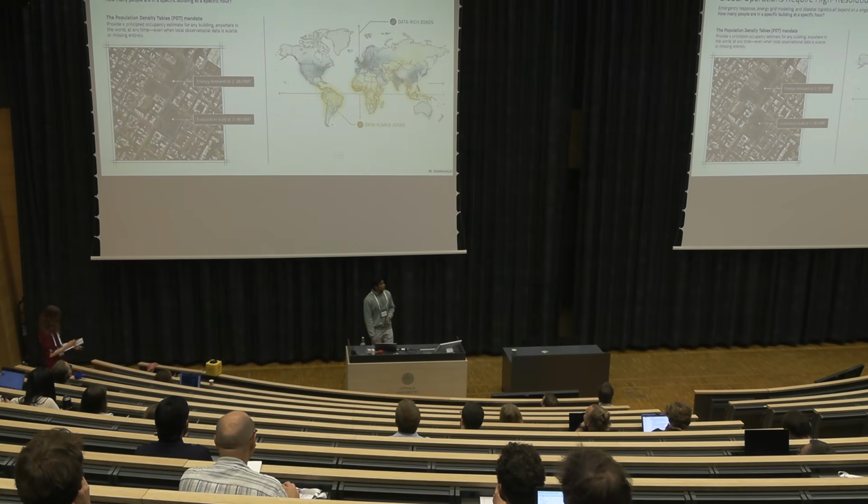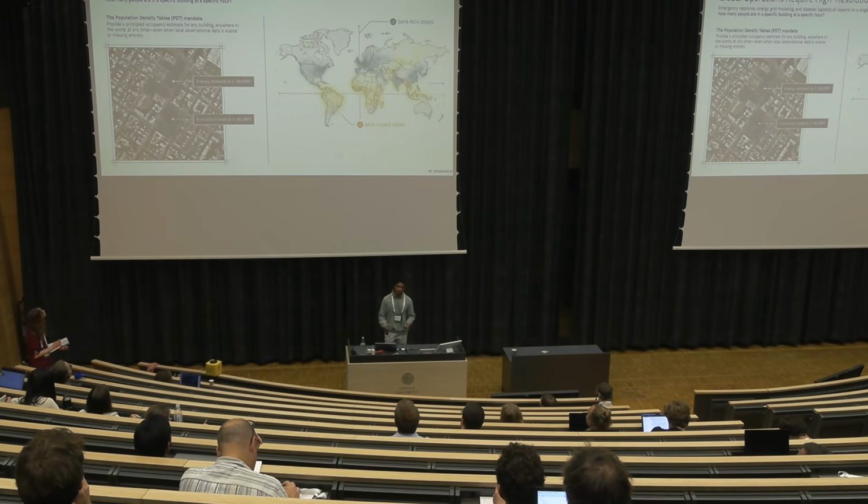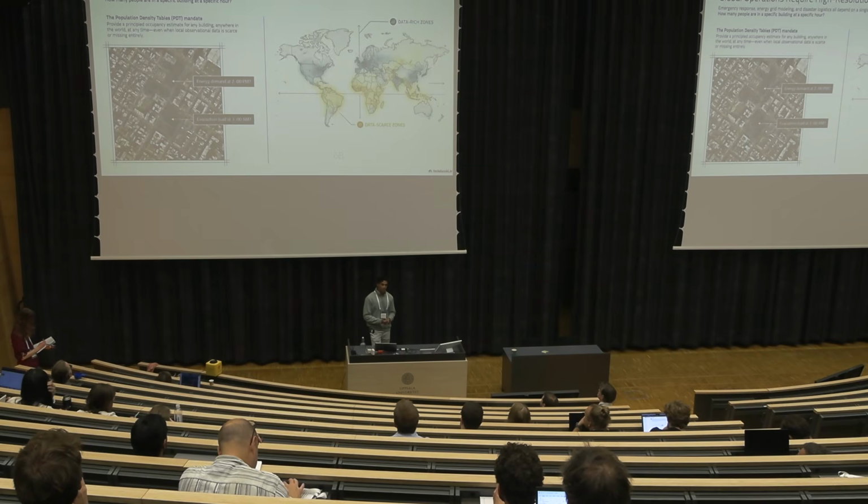So let's start with motivating the problem. Emergency response, energy grid modeling, disaster logistics, all depend on occupancy rates. This is the number of people in a 1,000 square foot area. To address this, we propose a framework called population density tables. As the name suggests, it contains the probability density of the number of people per square foot for every building, any time of the world.